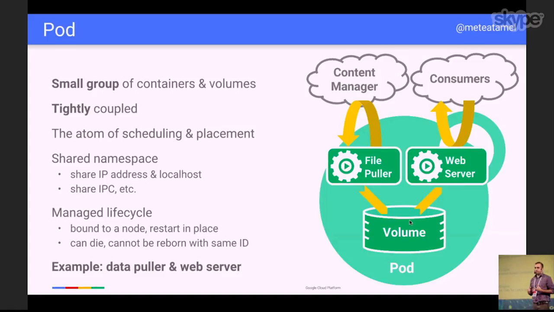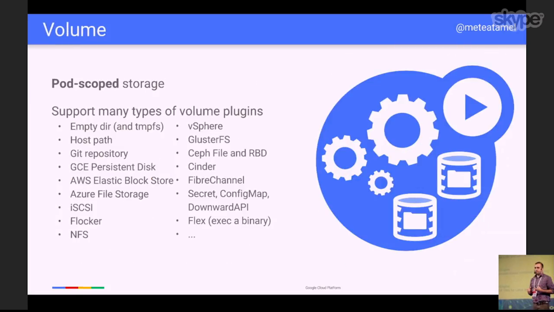So for example, if you look at this example, we have a container called file puller that pulls some files from some content manager, and then it saves those files to a volume. And then there's another container called web server that will serve those files to some consumers. So in this case, you want to schedule file puller, web server, and the actual storage, the volume, together. So what you do is you create a pod out of these, and then Kubernetes will schedule them all at once. So that's all there is to it with pods. And as I mentioned, the volume is your storage for containers. So they are pod scope storage, and they can be pretty much anything. You can have a volume that attaches to a persistent disk or Elastic Block Store or Azure file storage. So they're very flexible in terms of what you can attach to a volume. So that's pods and volumes.